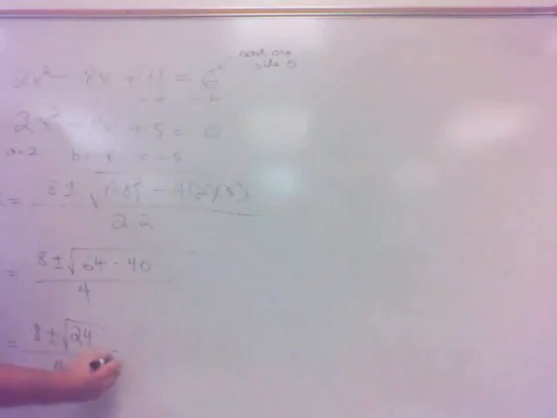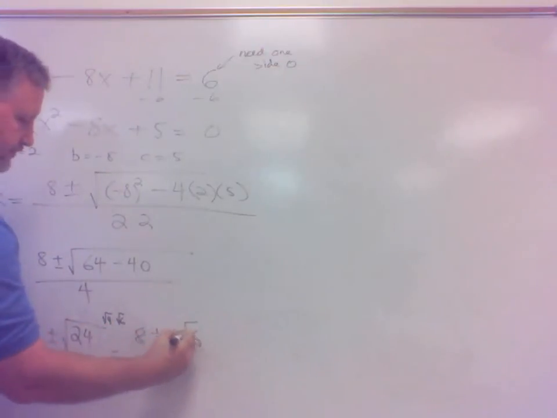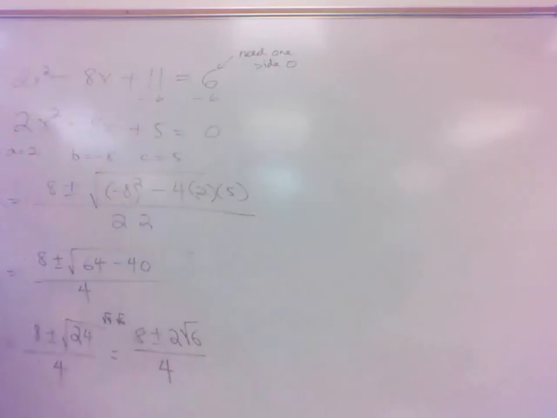So let's do that. Simplify your square root. 4 times 6 is 24, so that's going to be 8 plus or minus, and since the square root of 4 is 2, it'll be 2 square root of 6 here, all over 4. Okay? Alright, so that's a pretty good answer, but again, I can simplify.